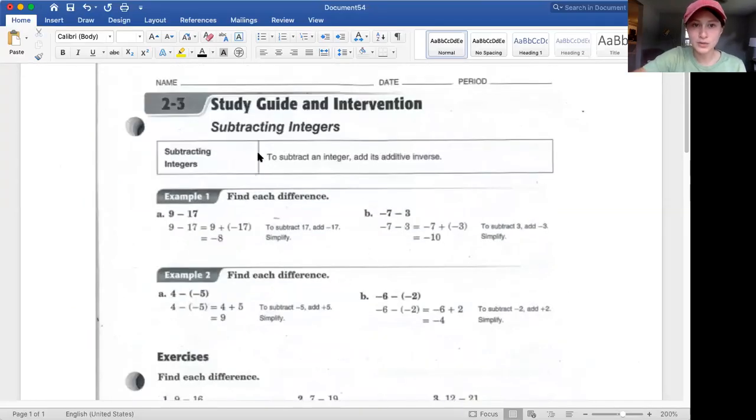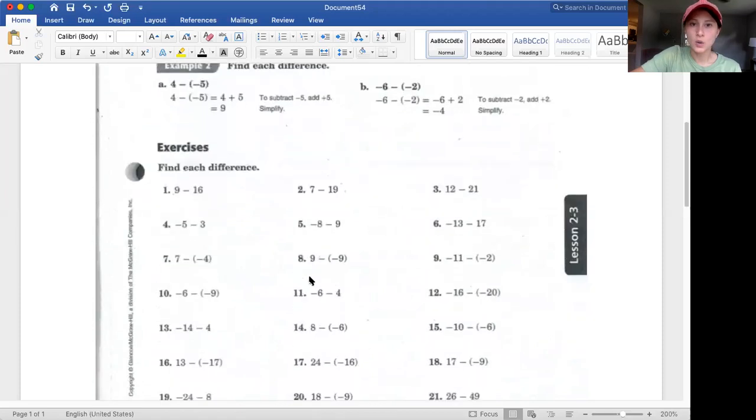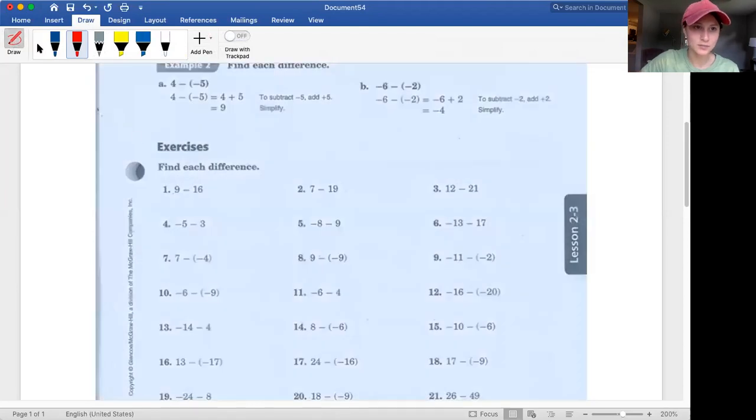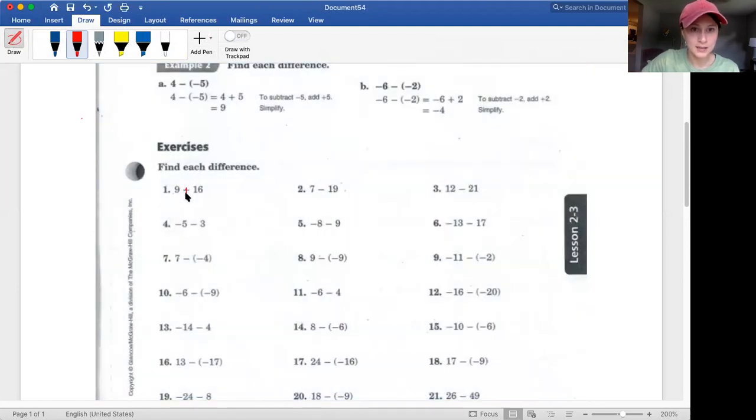If you want to read through, here's the rule: to subtract an integer, add its additive inverse. But a more simple way of looking at it would be to add the opposite sign, okay? Thankfully our two-stroke method can do that for us. So I might even get into the habit of doing that here. Adding the opposite, adding the negative. So that becomes 9 plus -16, okay?